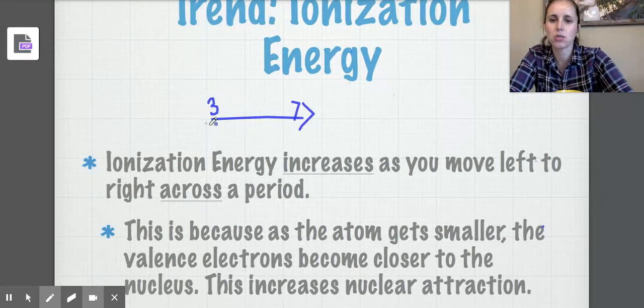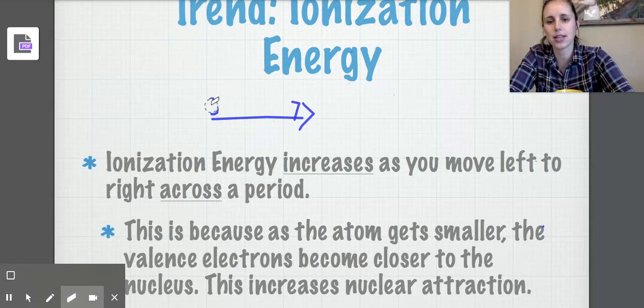So it's pretty easy to remove electrons here. It's got a small ionization energy. It's more challenging to remove electrons here. I've got a larger ionization energy. So ionization energy is large on the right and it's small on the left.